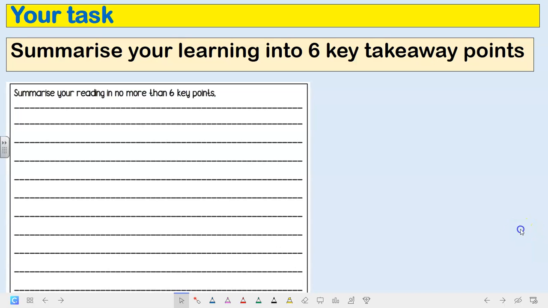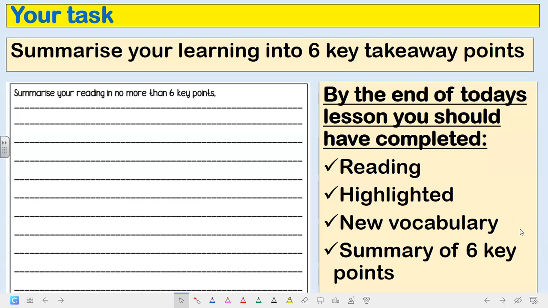Okay, so by the end of today's lesson, you should have completed the reading, you should have highlighted and added any information for new vocabulary that you didn't understand, and you should have given me a summary of 6 key points. If you have any questions or you need any help, please let me know.